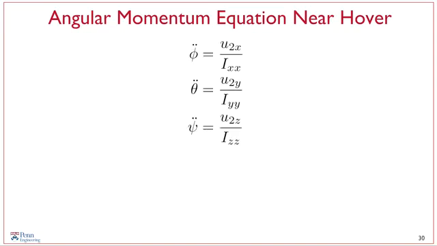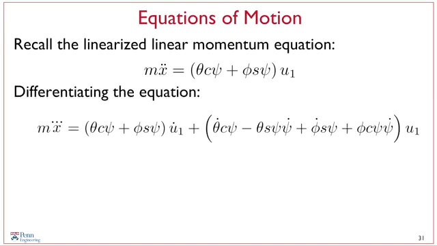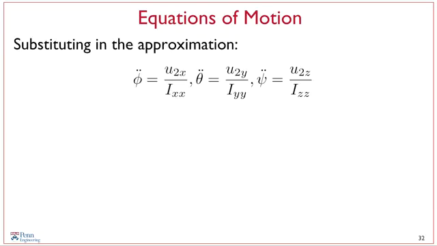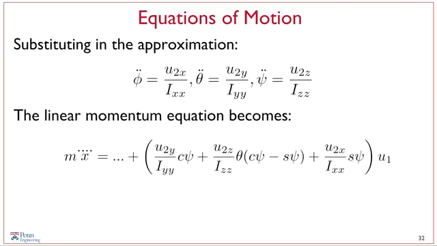Using again the approximation of the angular velocity components as the Euler angle derivatives, we arrive at this set of second-order differential equations. Now, let's go back to the linear momentum equation in the x direction. We can differentiate this equation twice. We can then substitute the approximations of the angular momentum equations of motion into the expression for the fourth derivative of x. Omitting terms that do not contain the second derivative of an Euler angle, we arrive at the following expression for the fourth derivative of x. Carrying out this procedure in the y and z directions yields similar equations. We can see that the fourth derivative of position is indeed proportional to u2.